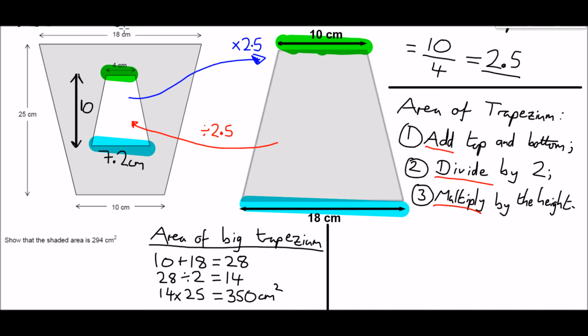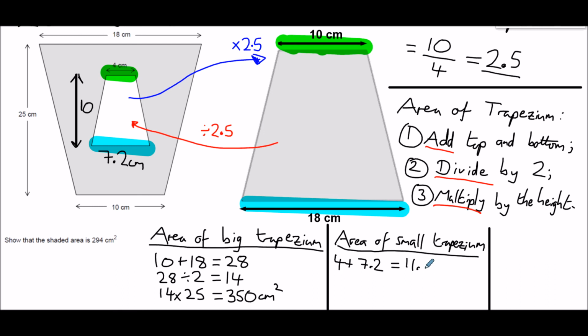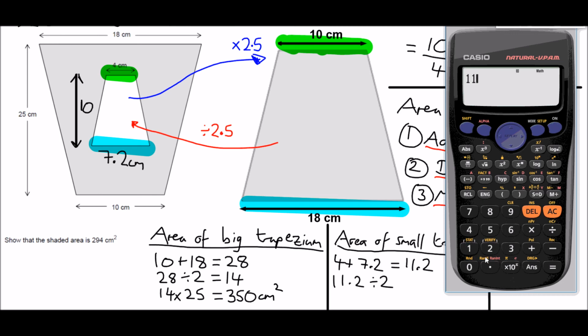Now we do the same for the small one. This is a hard question, by the way, make no mistake. So if you're finding this tough going, you can be forgiven. It isn't easy, I don't think. For the area of the small one, we use the same formula with the small one's numbers. Add the top and the bottom: 4 plus 7.2 comes to 11.2. We then divide that by 2, and that comes to 5.6.